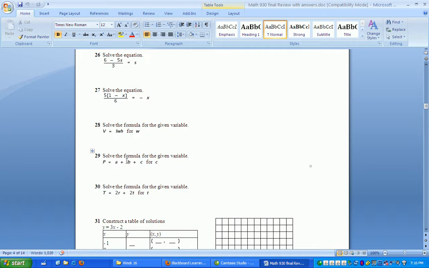Solve for the formula of the given variable. For T, the same thing. We get T only on one side, and we get everything else on the other side.